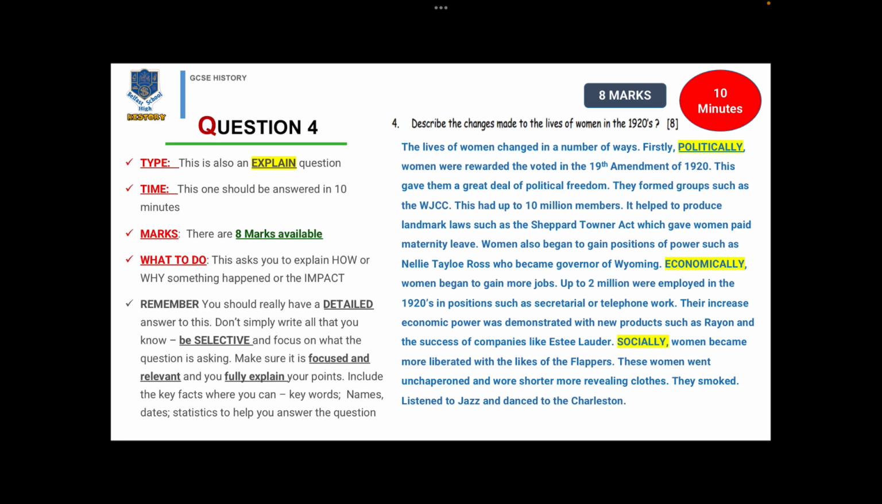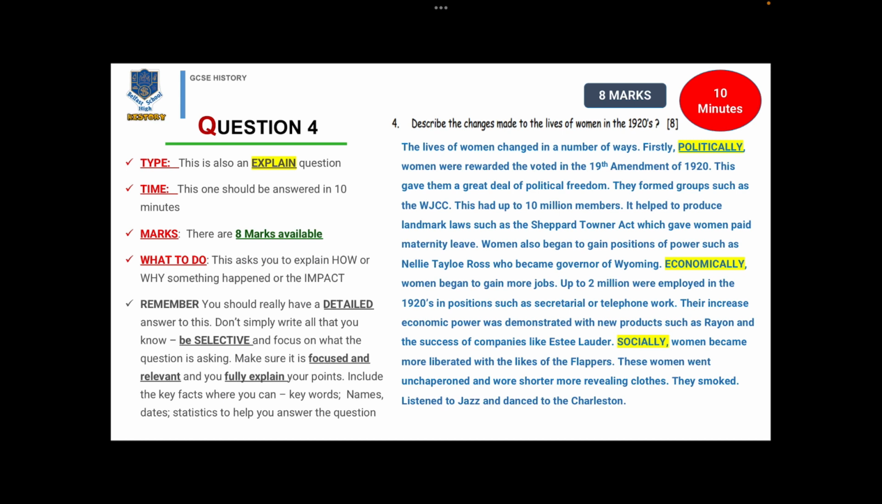They formed groups such as the WAGOLL, which had 10 million members. Again, you can see the full stops being used. It's sort of separating the different points that I want marked. Helped to produce landmark laws, a good example here, the Sheppard-Towner Act, which gave women paid maternity leave. Women also began to gain positions of power, such as Nellie Tayloe Ross, who became governor of Wyoming.